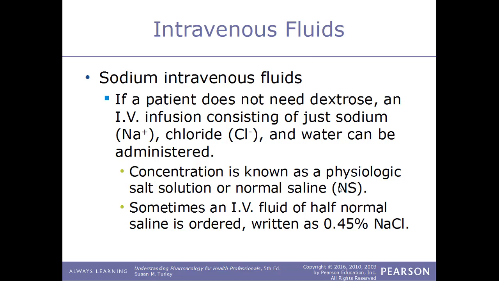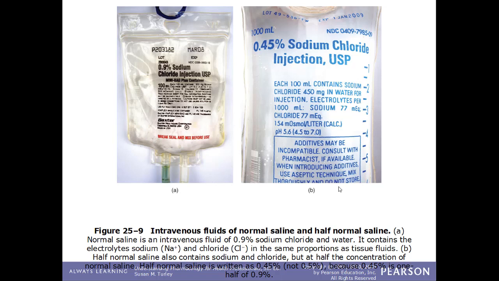This is written as 0.45% sodium chloride. In this image, we have examples of IV fluids of both normal saline and half normal saline. So the bag here on the left, 0.9% sodium chloride. That would be the normal saline dose. And the bag over here, 0.45%. That would be half normal saline.